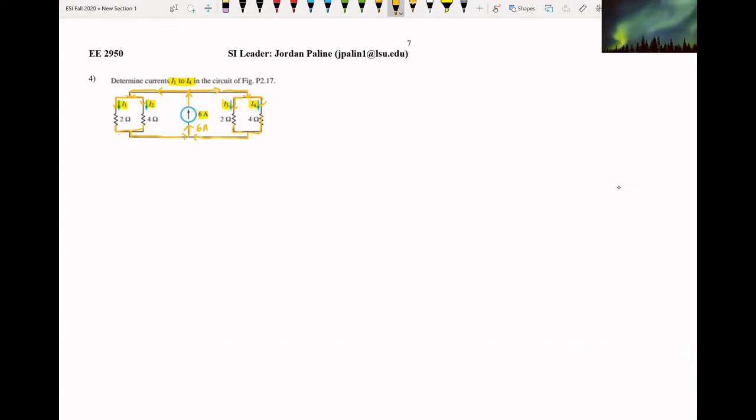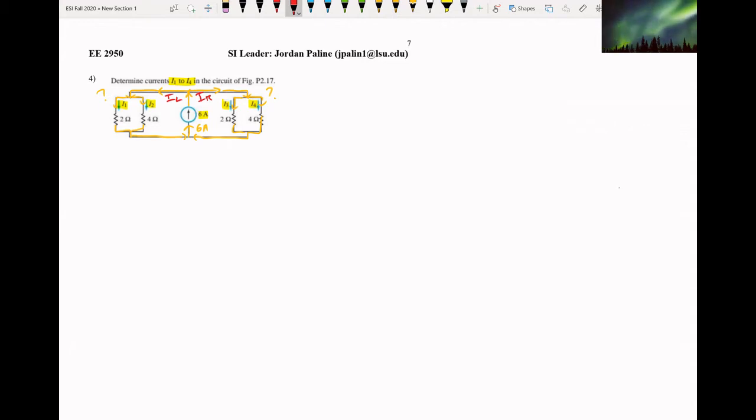The question is now, how much breaks off this way, how much breaks off that way, and then how are they broken up into I1, I2, I3, and I4 after that. So to do that, we have to first figure out everything going to the left and going to the right. I'm going to call this current I right, call this one I left. I left is going to break up into I1 and I2, and then I right is going to break up into I3 and I4.